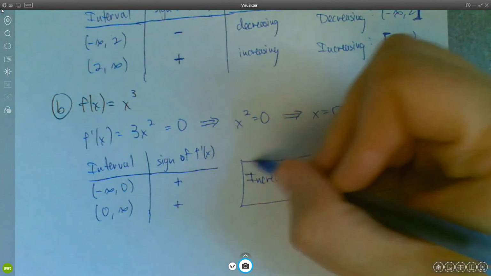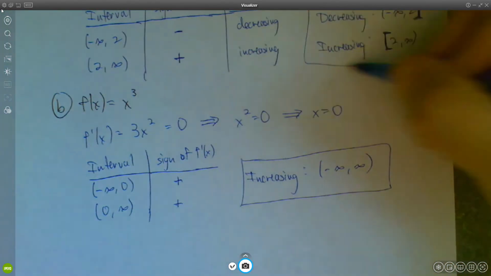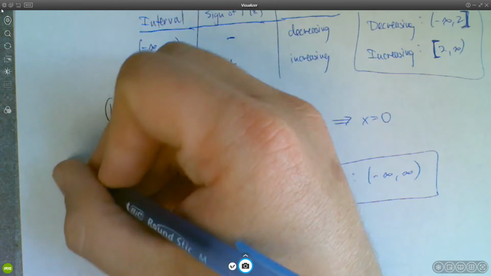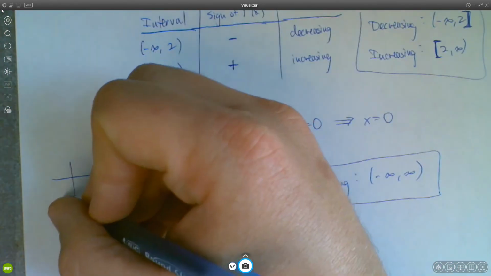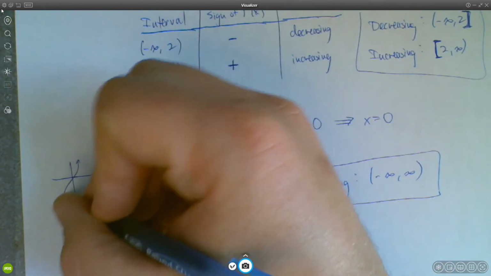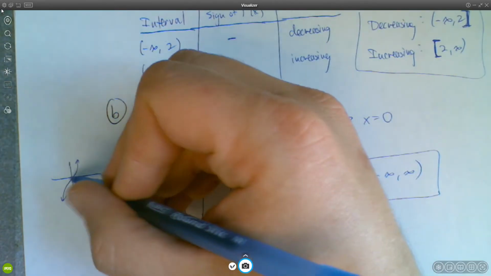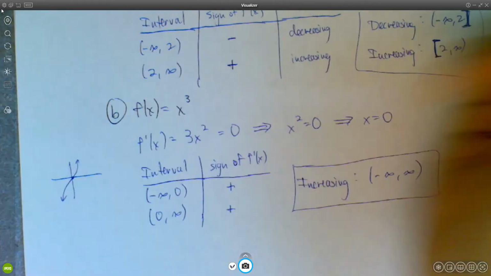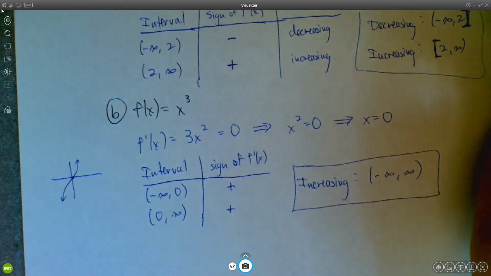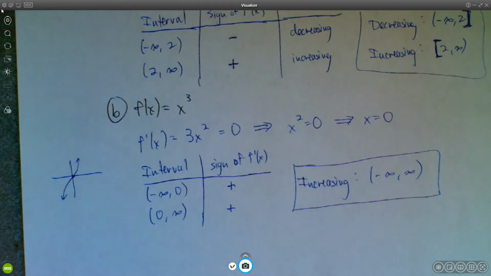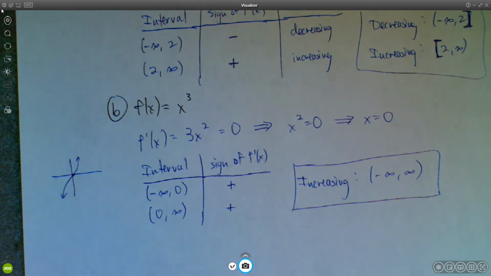That's where this thing is increasing. It's increasing the whole time, okay? So that's that. And that should coincide with what you know about what the cubic function looks like, right? X cubed looks like this. Well, it's just increasing the whole time, right? You do have this little point right here at 0 where something interesting is happening, but it's still increasing on its entire domain. Okay, let's look at one more.